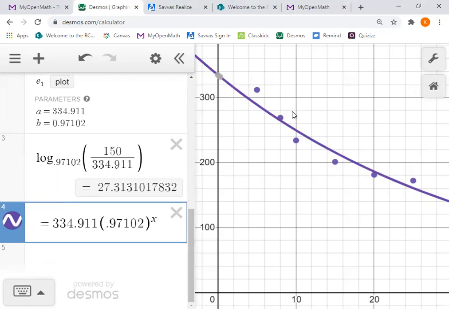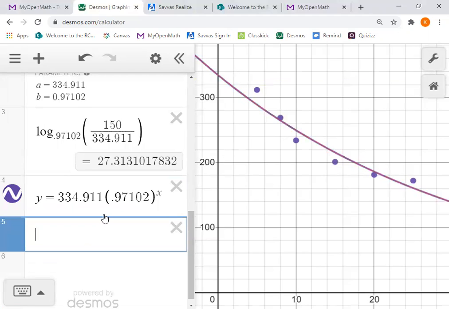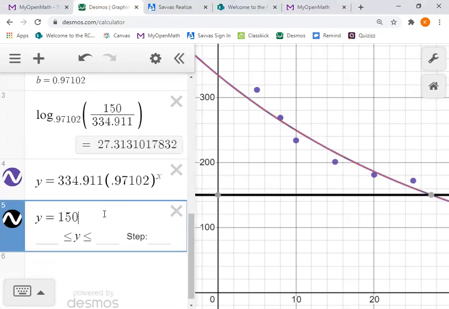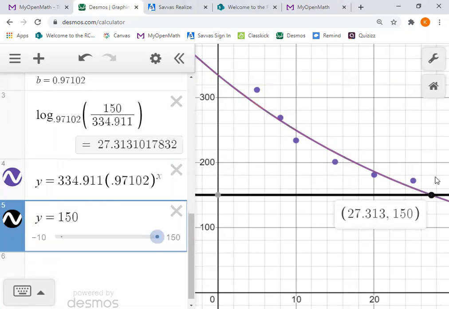That was that one we already had there. And then if I wanted to find out when it actually hits or equals the 150, put the 150 in there, and right there I've got my same 27.313, same answer I had right up here. So rounding up, 28. That would be my method for doing that problem, not to say there aren't others. But good luck with that one.